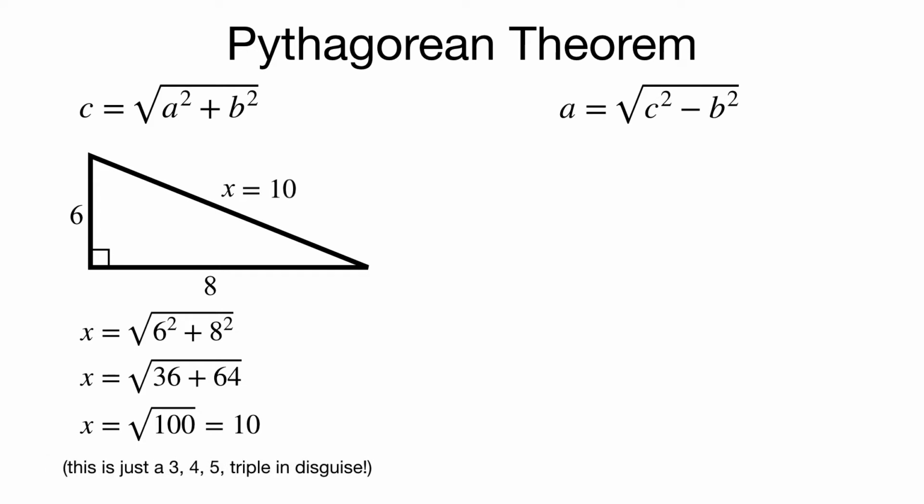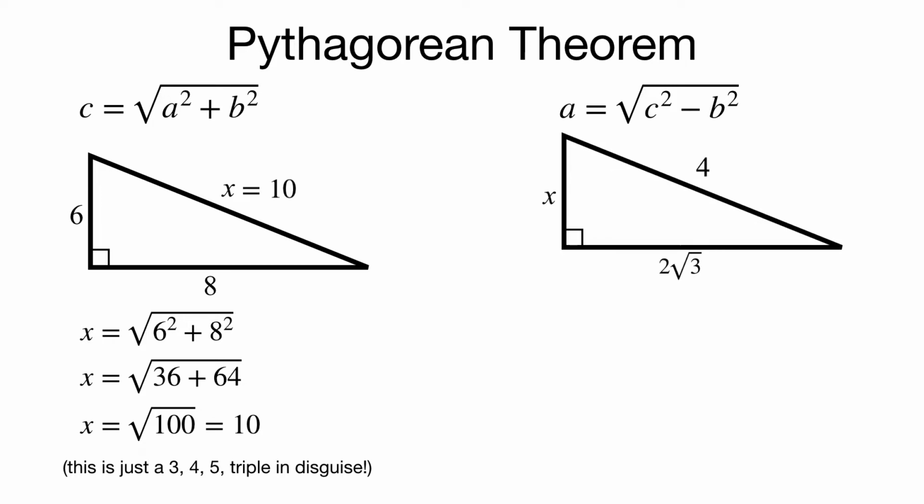If we had just taken a little time to examine our numbers, we would have noticed this is actually a 3, 4, 5 triangle in disguise. Multiply that by 2, you get 6, 8, 10. So we could have done it faster, but that's okay.